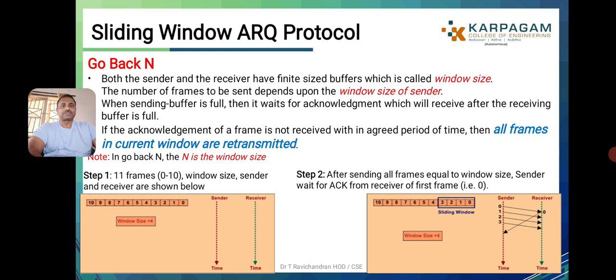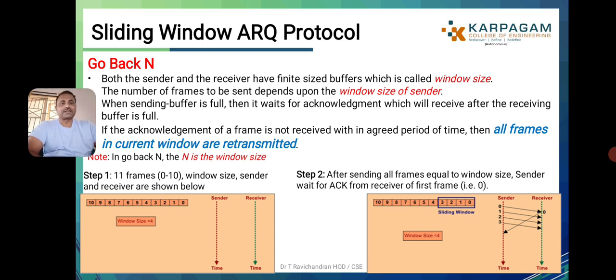all the frames in the current window are retransmitted. This is go-back-N, where N is the window size on the transmitter. The sender and receiver calculate and decide how much buffer size should be allocated for the sender and receiver. In our example, we take N as 4.